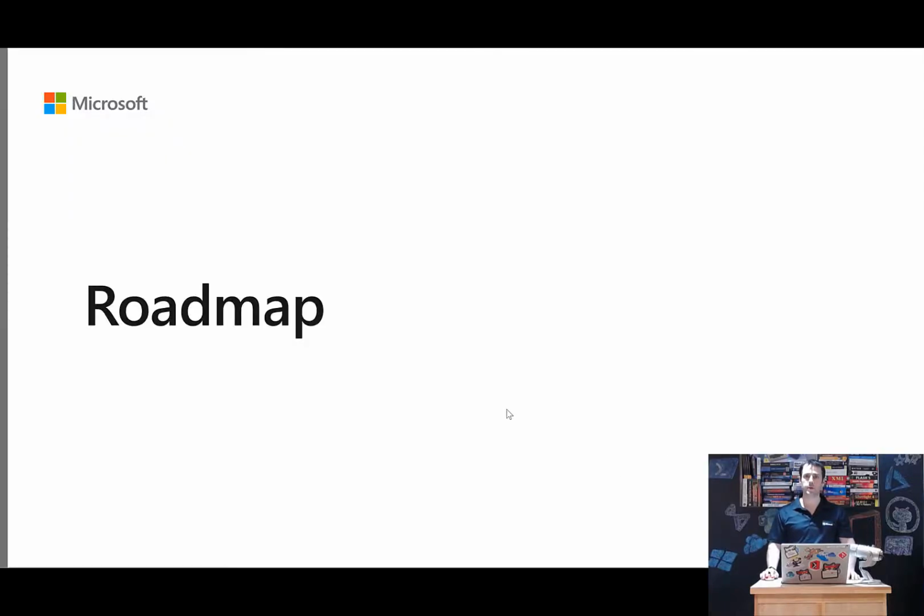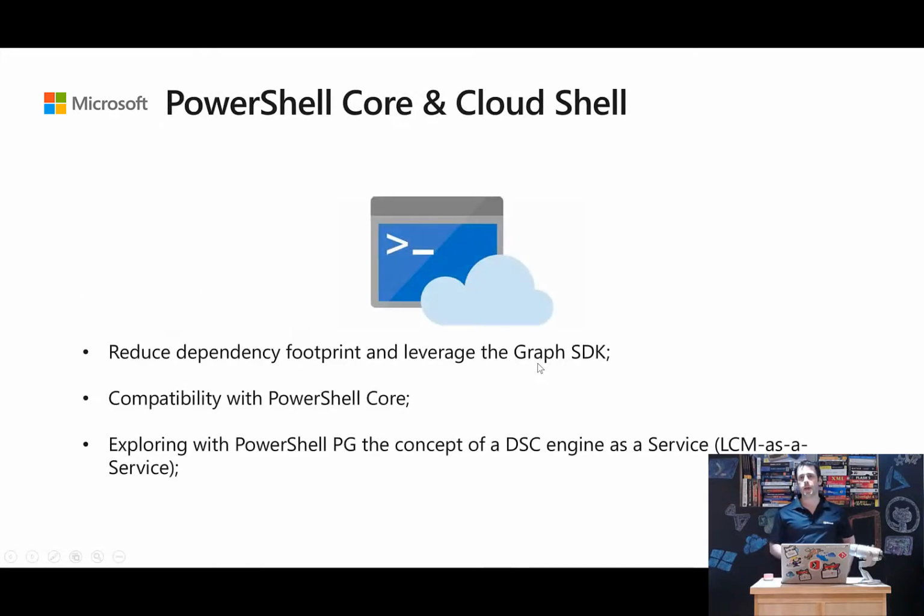The last thing I want to talk about is the roadmap of what we have in store for upcoming new features for Office 365 DSC, and what our overall vision is. The first thing is we are aware that everything is currently moving towards PowerShell Core. Our goal is to be able to run Office 365 DSC on PowerShell Core using PowerShell 7.